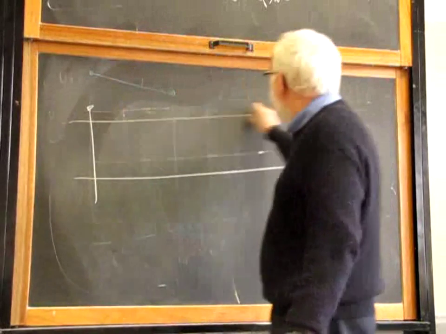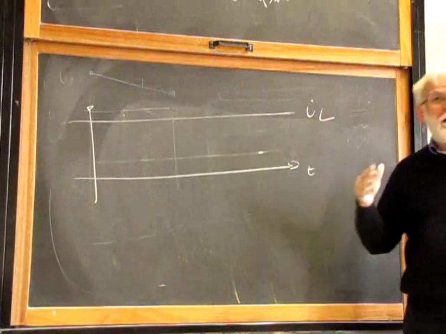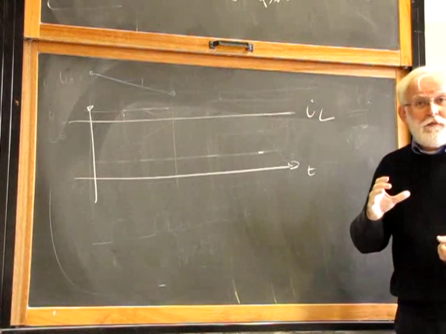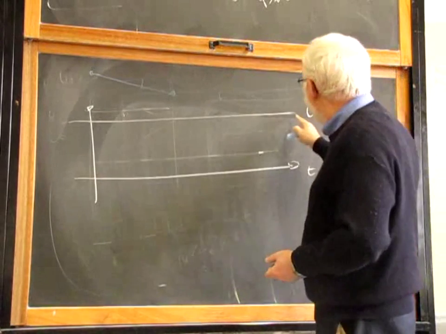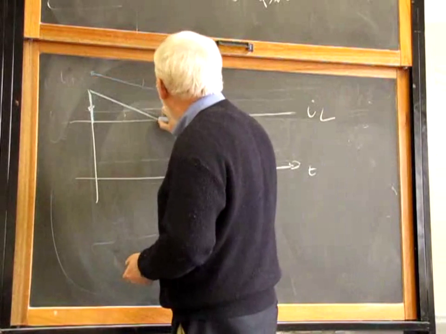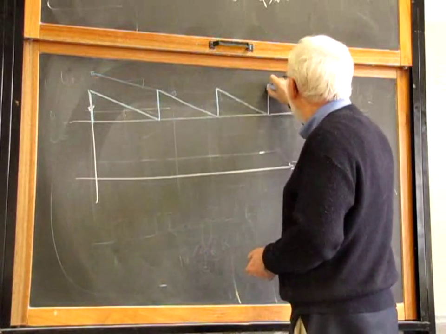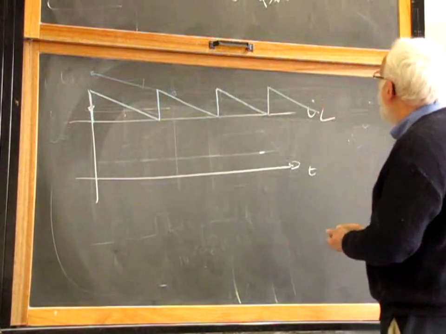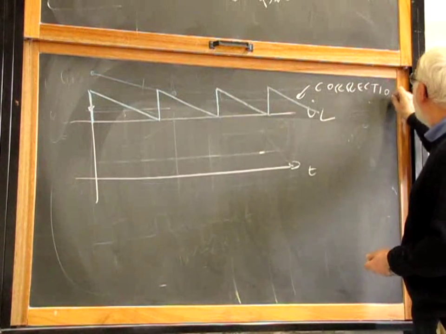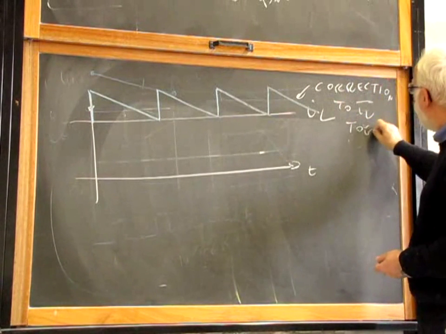we want this average value. We know that we cannot use this average value that we want as the peak value because there is a difference. We know that if you want this average value, our peak value must be something like this. This is the correction to IL to get IP.